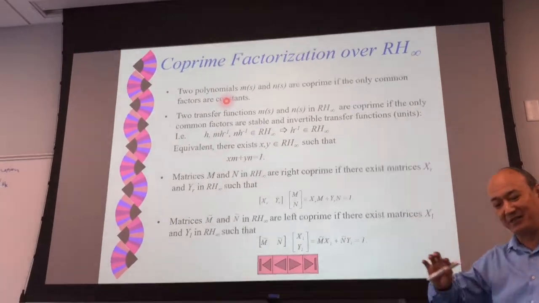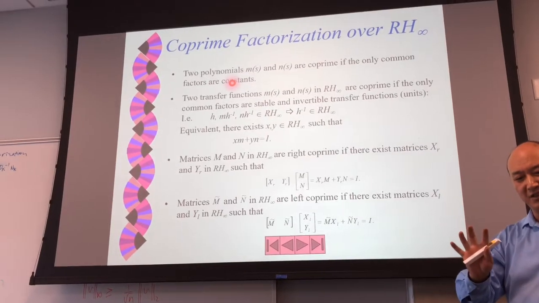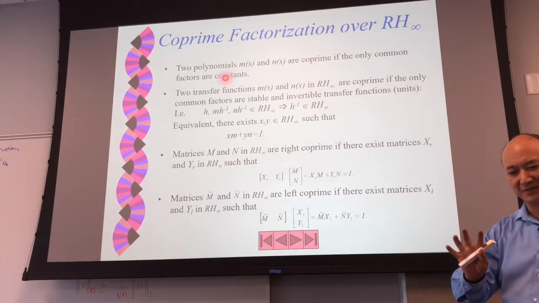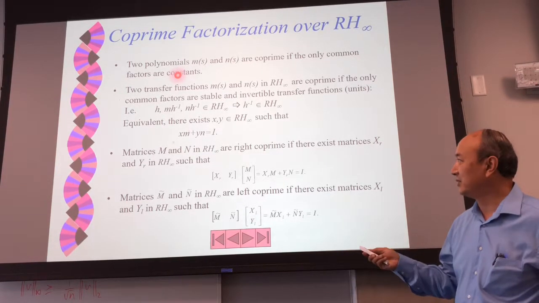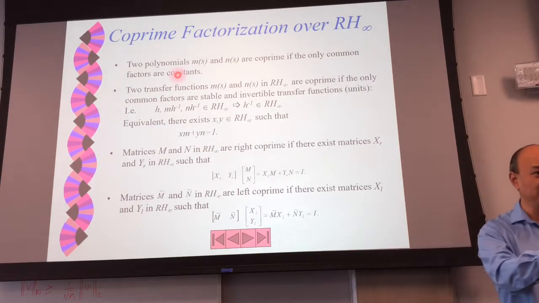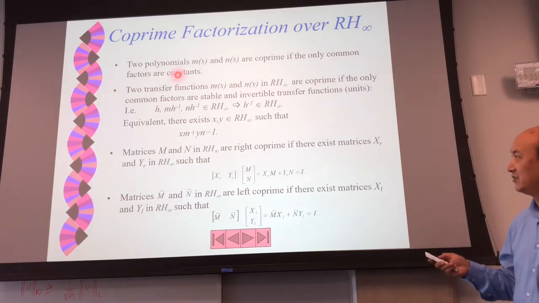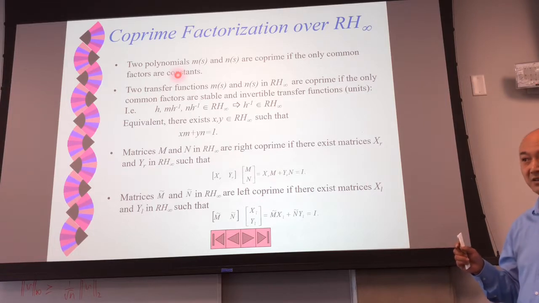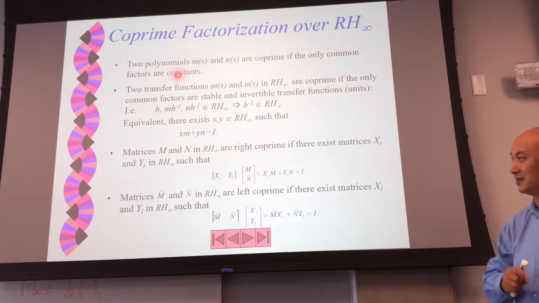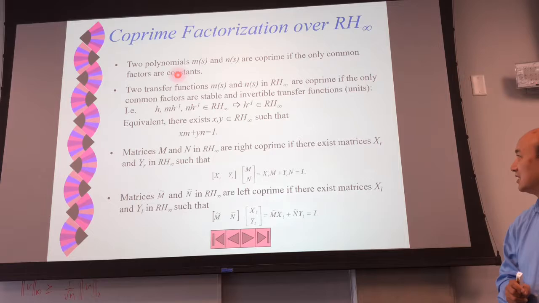Okay, so let's go slowly. I gave you two transfer functions. Can you check whether they are coprime or not? This is called the Bezout identity. The Bezout identity says that if you can find two other transfer functions in RH infinity such that, when you combine them with the originals, the result equals 1, then they are coprime.